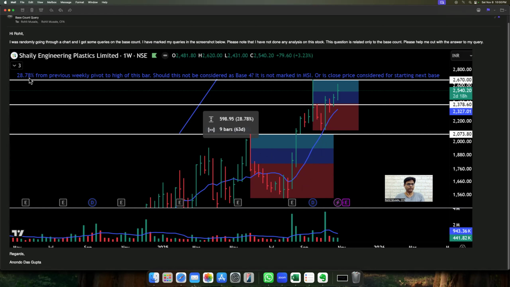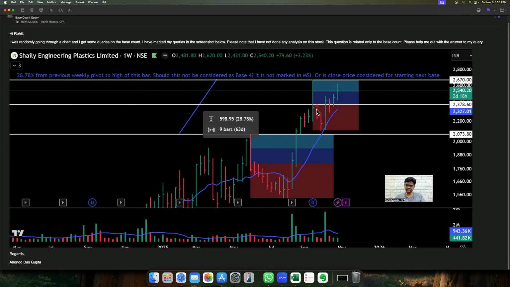Here he has written 28.78% from previous weekly pivot to high of this bar. So he's talking about this bar. So from here, it has gone up 28.78%. Should this not be considered as base 4? So that means if this is base 3, his question is, why is this not base 4? It is not marked in MSI. MSI means Market Smith India. Or is close price considered for starting next base?